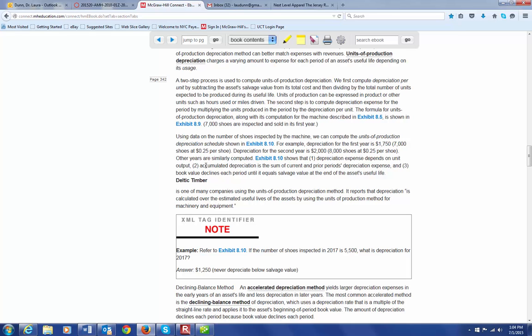So when you're using this particular type of method, it's based on the number of units that are produced and the cost per unit that you have calculated. And so to come up with accumulated depreciation, you have to add all the different periods together, and then your book value is going to decline each period, but it's not going to decline at the same amount as it does under straight line. It could be in a varying amount.